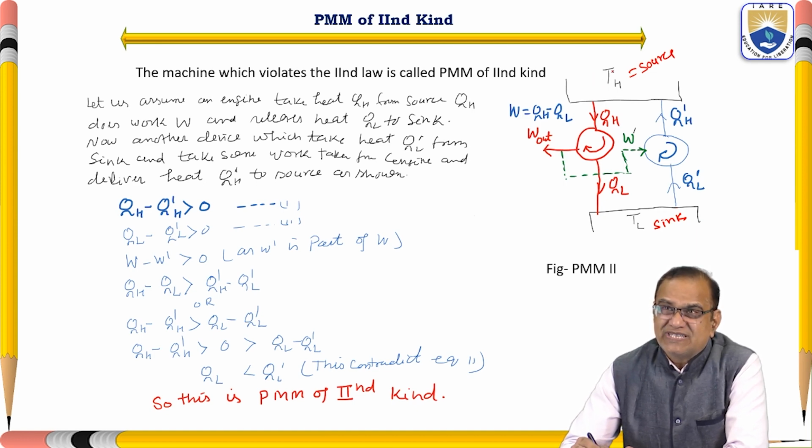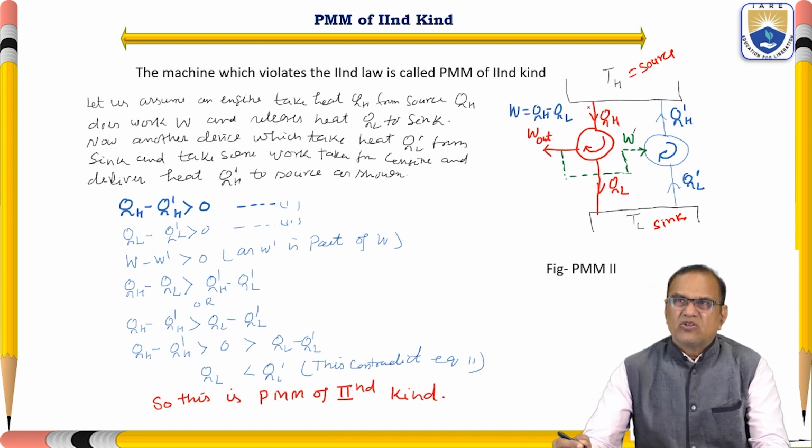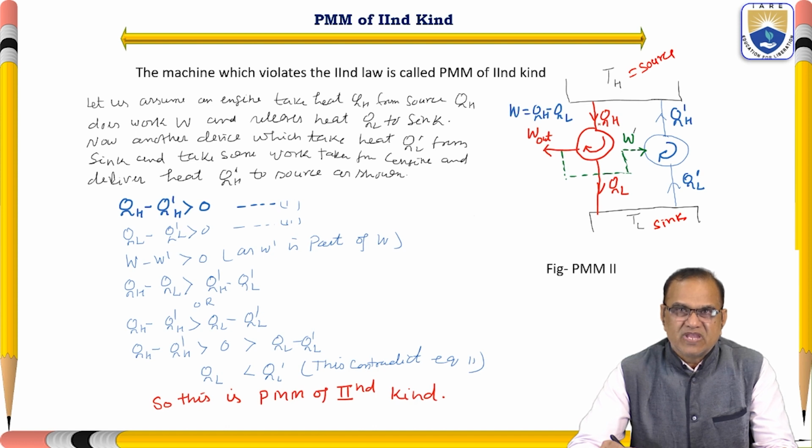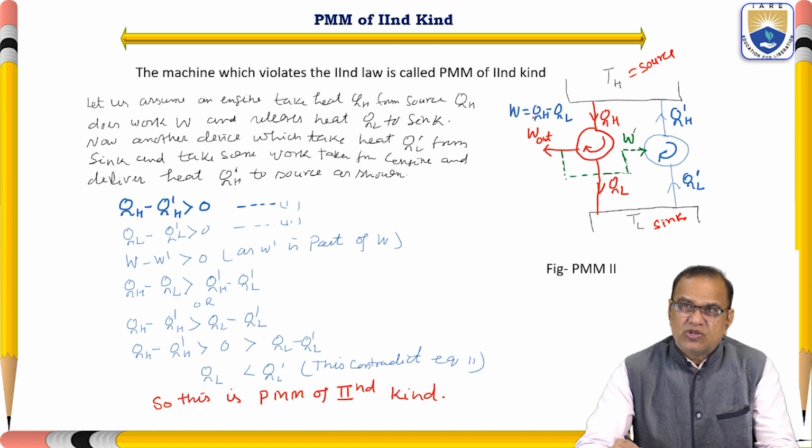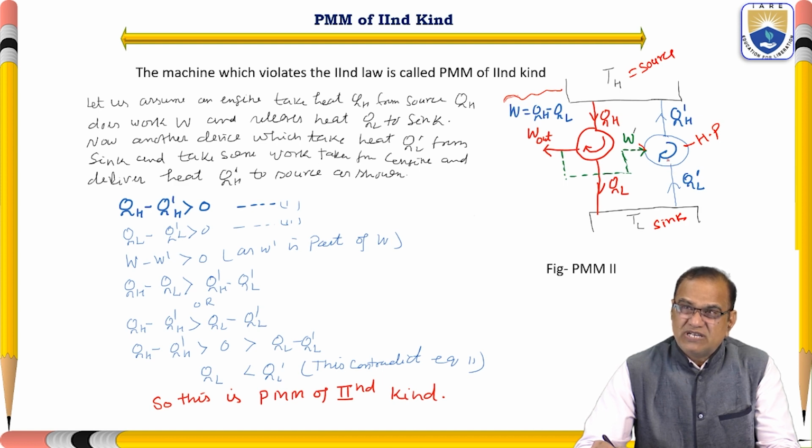Assume that there is a source with temperature TH. From here you are taking QH and releasing heat QL. The work done is QH minus QL. W is equal to QH minus QL. This is the first law of thermodynamics. Now we take some part of this work and put it in a heat pump, HP. The work of the heat pump is to extract energy from the low temperature zone. So assume that Q prime L is extracted from here, and then it goes to here.